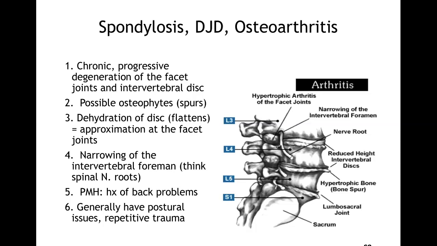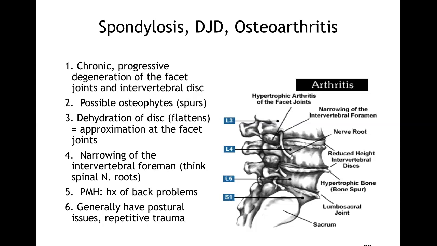There is hypertrophic arthritis on the facet joints. There's narrowing of that intervertebral foramen, which will compress the nerve roots. There is reduced height of the intervertebral discs themselves. There's bone spurs or hypertrophic bone formation right there that you see right here. And so all of this is going to have an effect on patient function. It's going to increase patient symptoms. So I just went through everything that is in the illustration there.